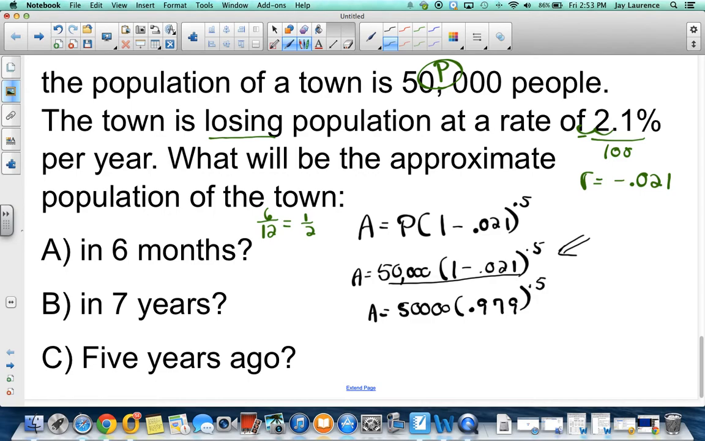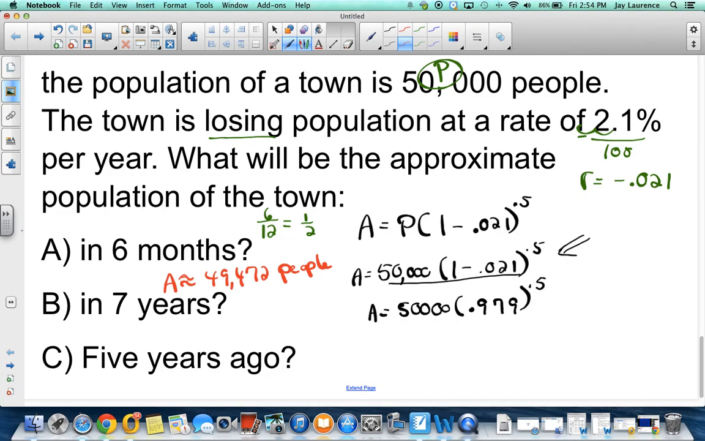So here I go, 50,000 times the quantity of 0.979, and I'll raise that to the half power. And I come up with, in 6 months, the population will be 49,472.2 people. So I'm going to say approximately equal to that many people. Probably be a little more, like 473, but I've got to make context and give a decimal of a person.